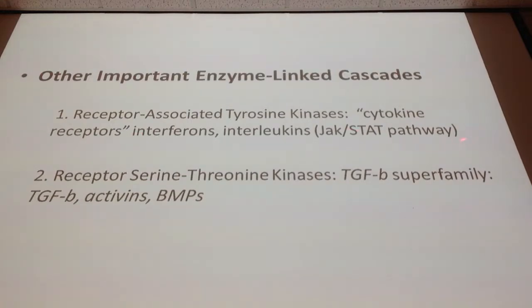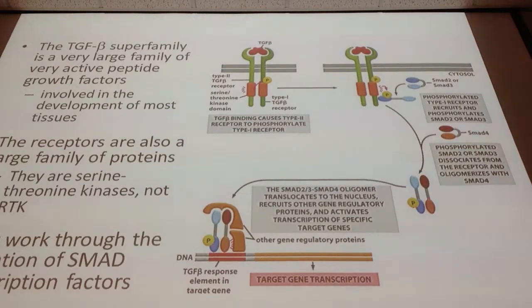There's JAK-STAT, and I don't think we're going to look at that. I believe that we're going to look at the TGF-beta superfamily, because that has something to do with later on when we talk about wound healing. So be aware that you do have enzyme linked receptors that are not themselves enzymes, that have to be linked to an enzyme. The example of that is the JAK-STAT pathway. Again, we're not going to discuss that. We're going to discuss the receptor that is a receptor serine threonine kinase.